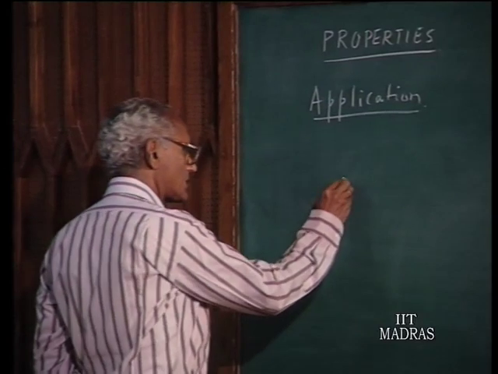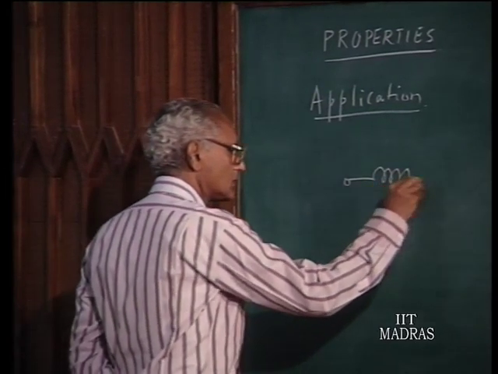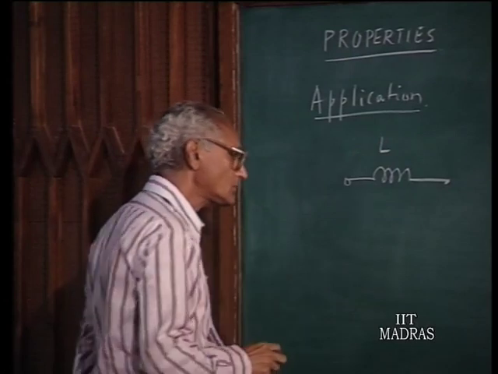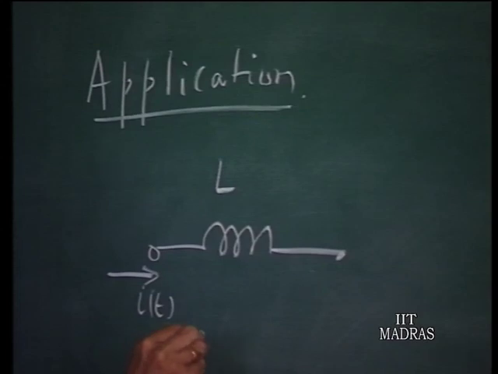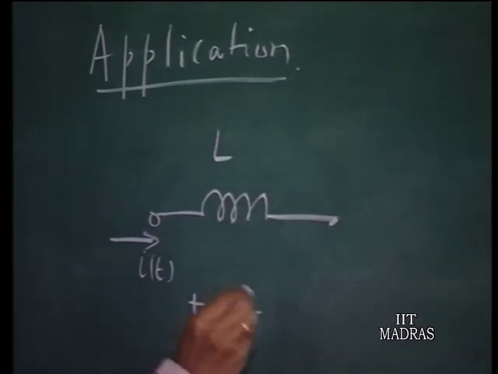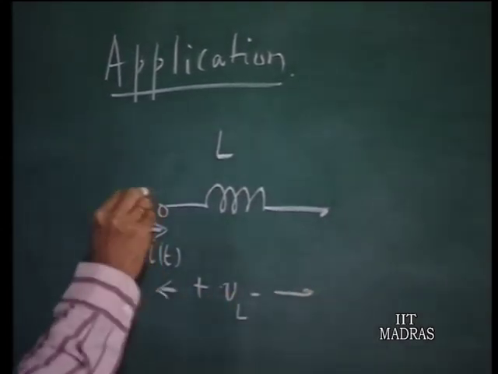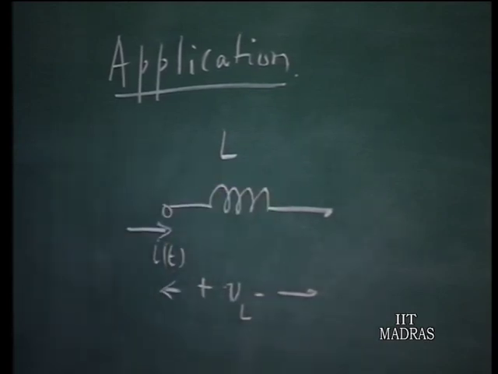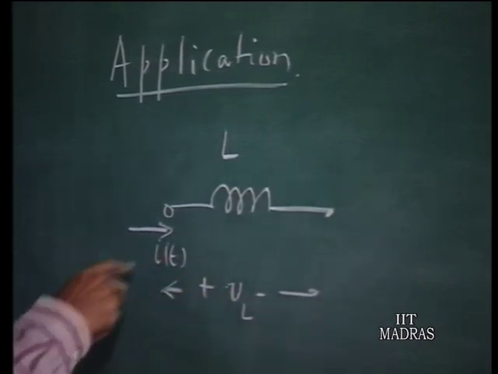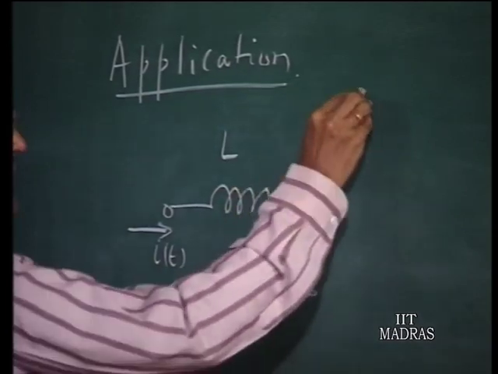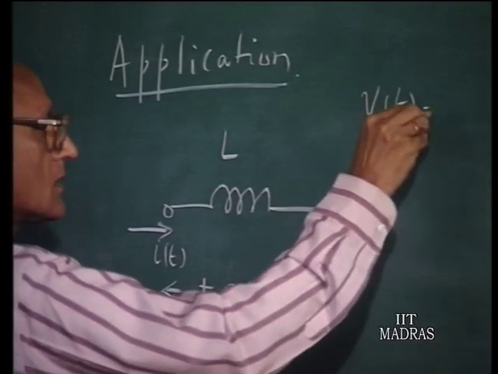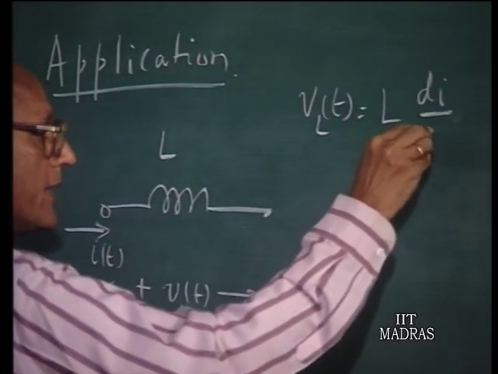Let us consider an inductor of L henries carrying a current i of t. Let the voltage across the inductance be v_L. So, these are the two terminals of the inductor, and you have a current i(t) passing through L generating a voltage v_L. The fundamental rule relating v_L and i(t) in time domain, this is v_L of t of course, v_L(t) equals L times di/dt.